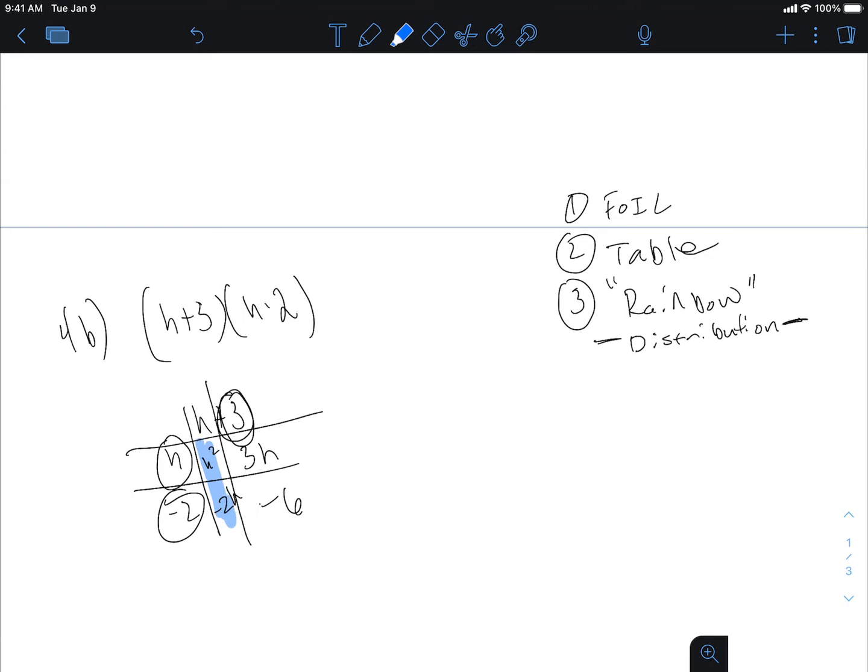Next step is to take your area that you've just created here and write it in a line. Like we're adding it up, right? H squared plus 3h minus 2h minus 6. Collect these 2 in the middle. One h minus 6. Done.